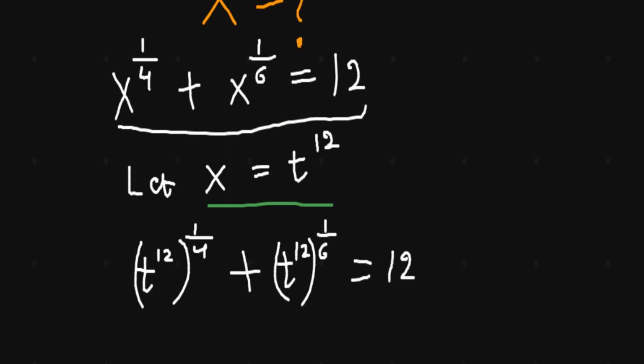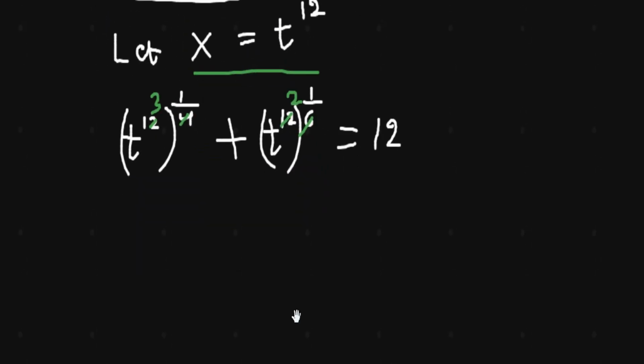So friends, here we can cancel out 12 by 4, right? So 4 3s are 12. Here also 6 2s are 12. So friends, the remaining terms here are t cube, right? T cube is remaining because 4 3s are 12. T cube plus t square here because 6 2s are 12. T cube plus t square is equal to 12 here.